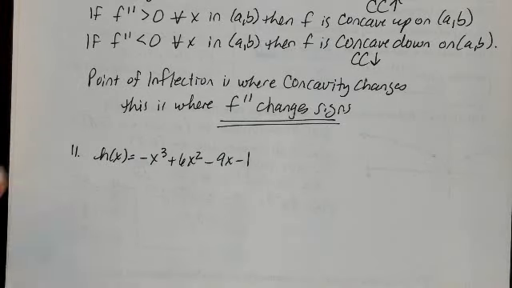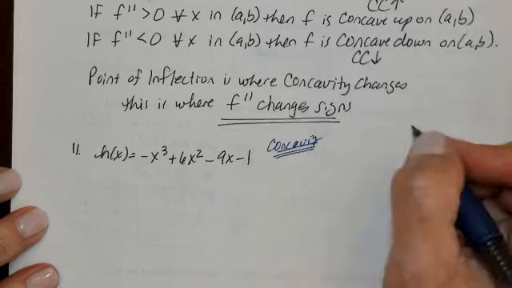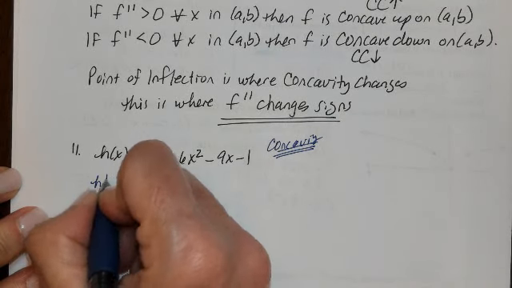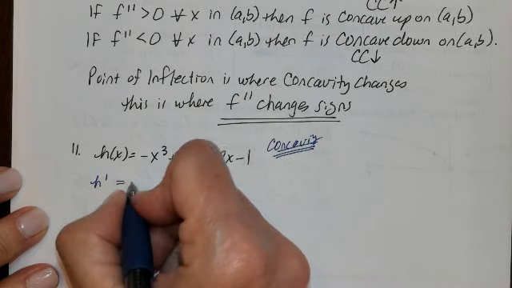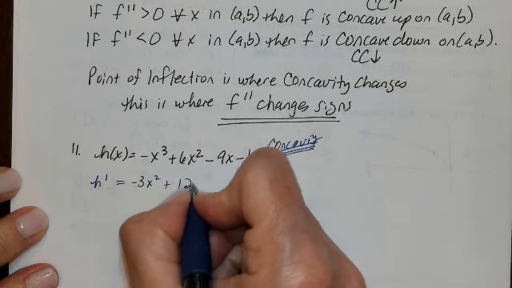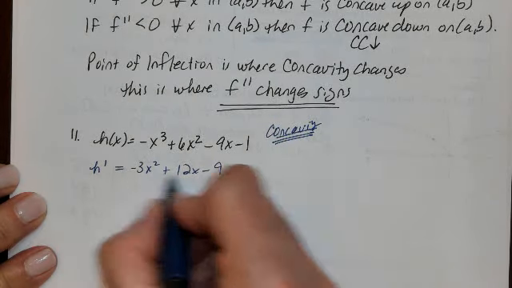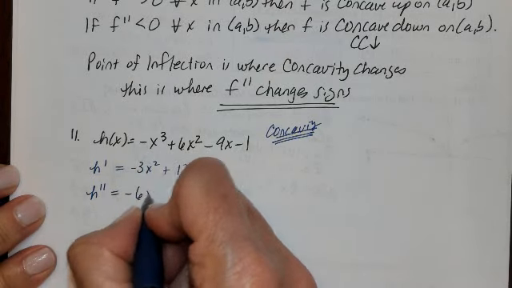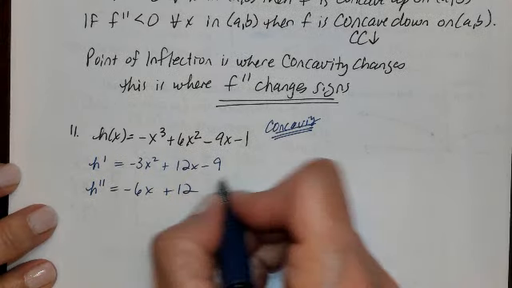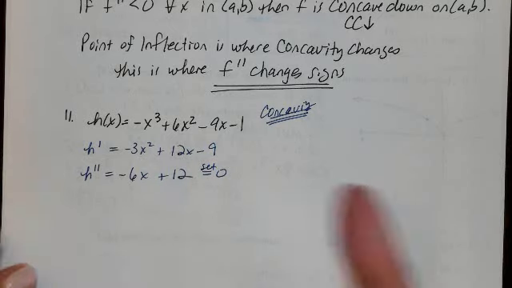So, at any time I see concavity, I think double prime. First I find h prime, then I find h double prime. So negative 3x squared plus 12x minus 9. For only concavity and points of inflection, we don't really use f prime. We go straight to f double prime. Negative 6x plus 12. Set it equal to 0. From here, you guys, look for anything that makes it undefined or 0.